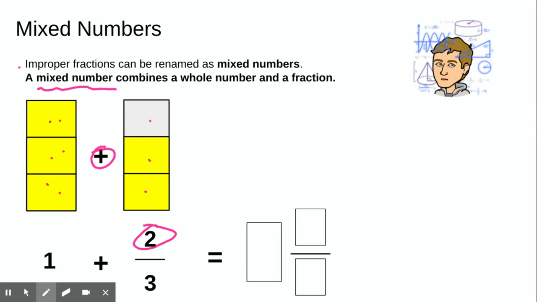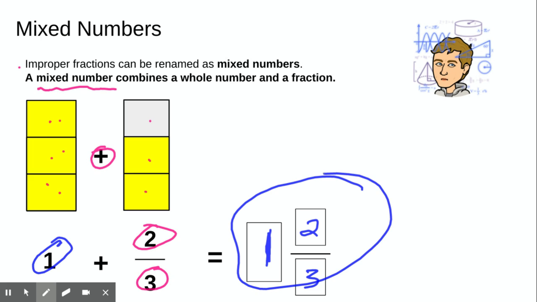So 2 would be my numerator. And there's 1, 2, 3 equal parts, so 3 would be my denominator. So when we add these up, we are going to write our whole number, which is 1. We're going to write our whole number first, so 1, and then our fraction, 2/3. So 1 plus 2/3 equals 1 2/3.